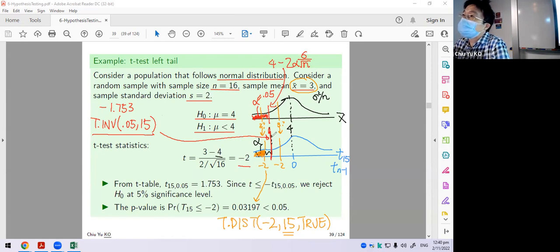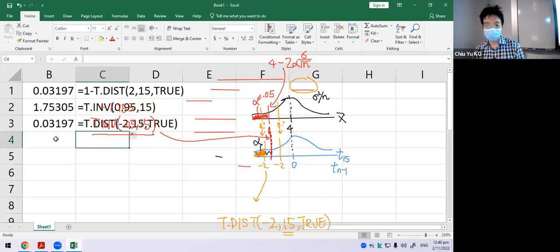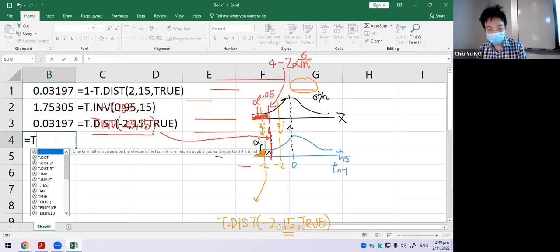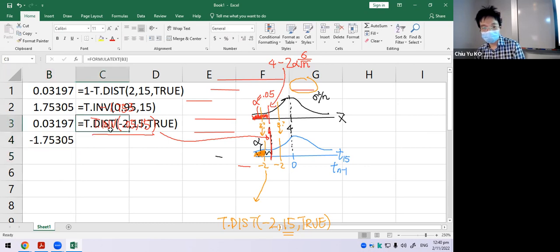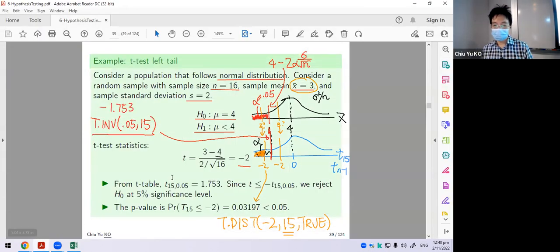Okay. I hope that's okay. So I just convinced you why this t inverse is negative. Just go to Excel again. So Excel is T.INV with 0.05 and 15. Okay. So actually it's the number I claimed, -1.75. So that is the idea.